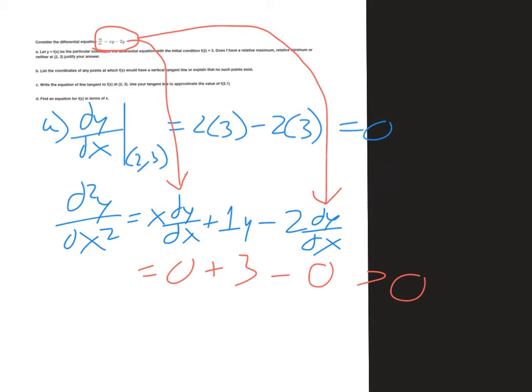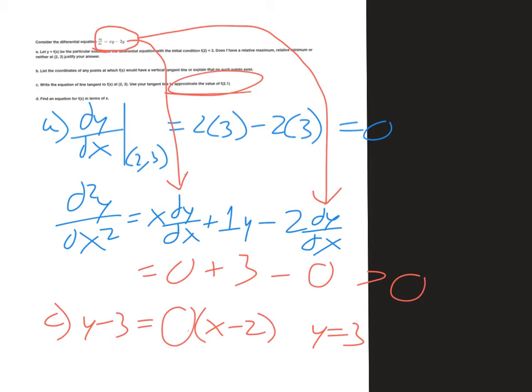Part C, we need the tangent line, so that's going to be y minus 3 is equal to our slope times x minus 2. But our slope is 0. We already know that. So that means the whole right-hand side goes away, and we're just talking about y equals 3, which means no matter what I plug in, I'm going to get y equals 3 out. So we would say f of 2.1 is approximately 3. Okay.